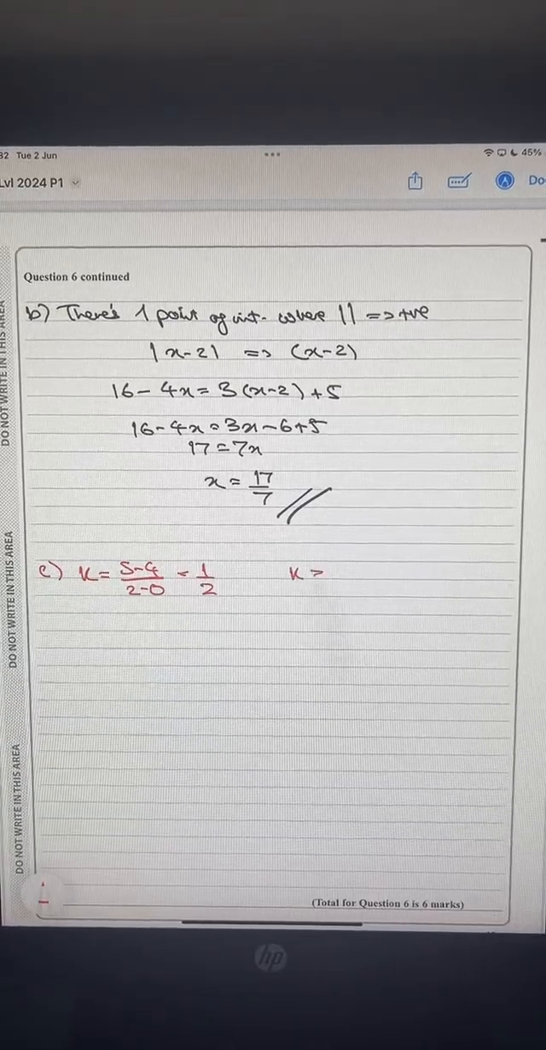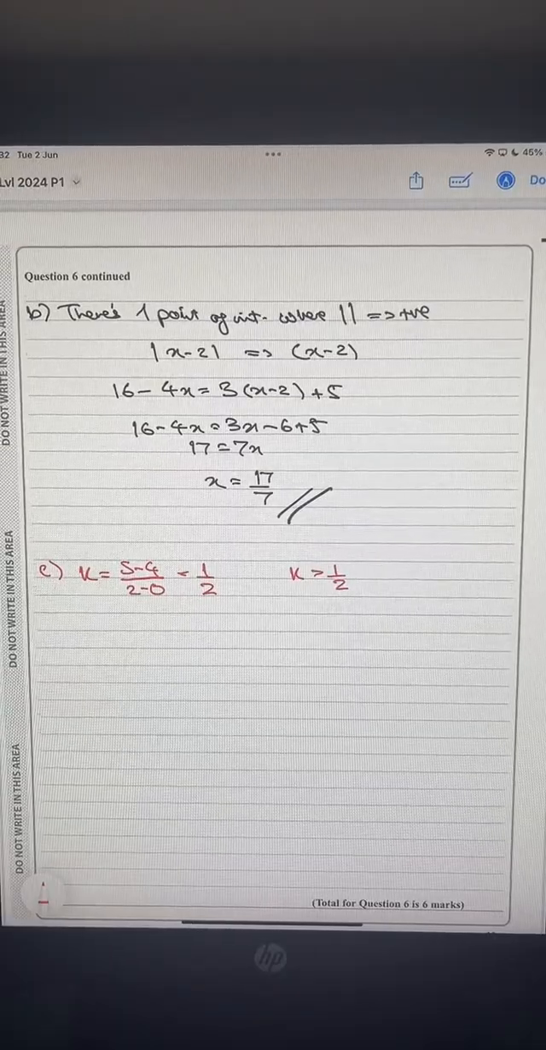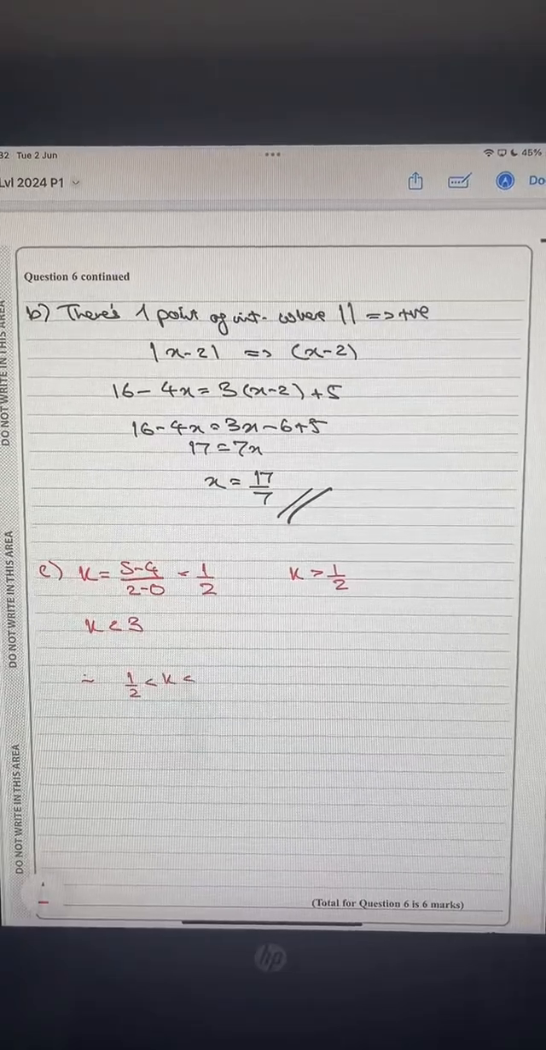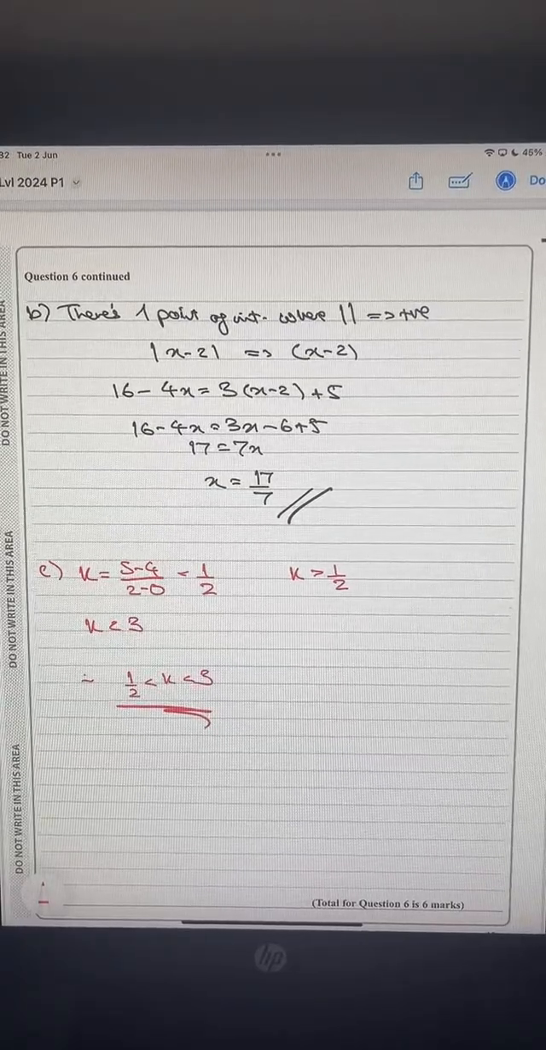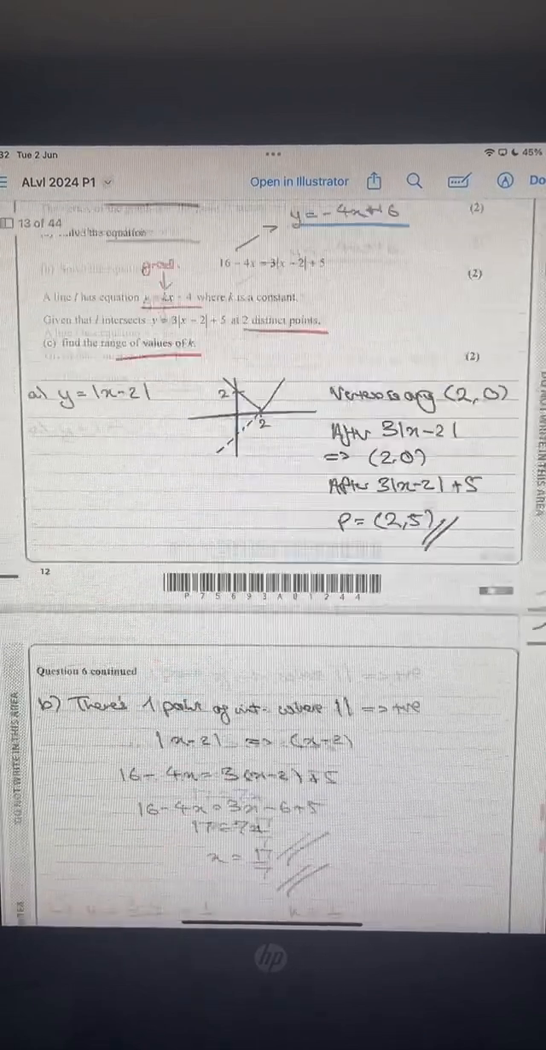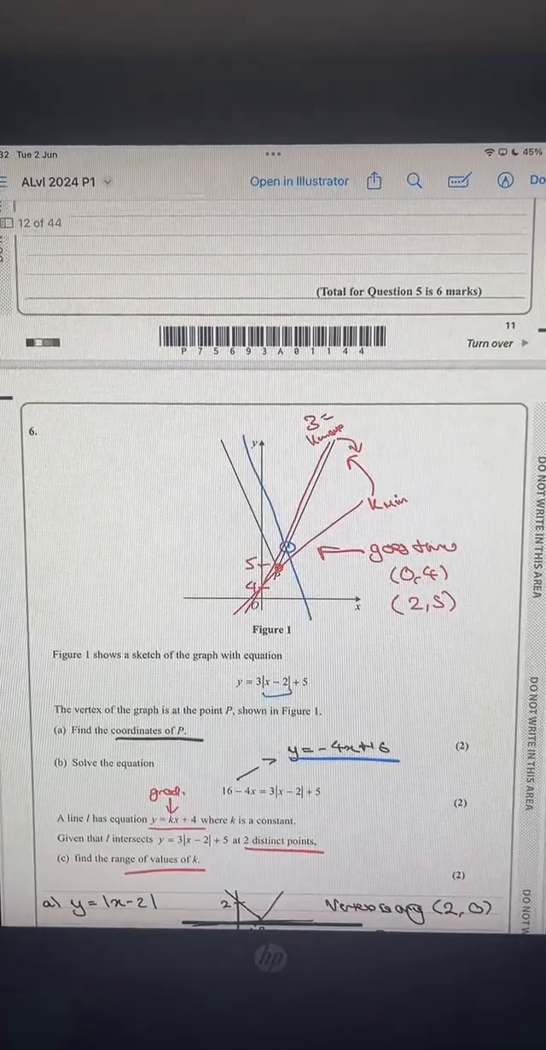So k has got to be strictly greater than a half, because if k is a half, they touch at 1 point, the vertex P. And we know that k has got to be less than 3, because if it's equal to 3, they're parallel, they never meet again, they only touch once. So, therefore, a half is less than k, which is less than 3. And that is it. Looking at it, that's actually not too bad, with my little visualizations and understanding what is actually happening with the graph, hopefully.